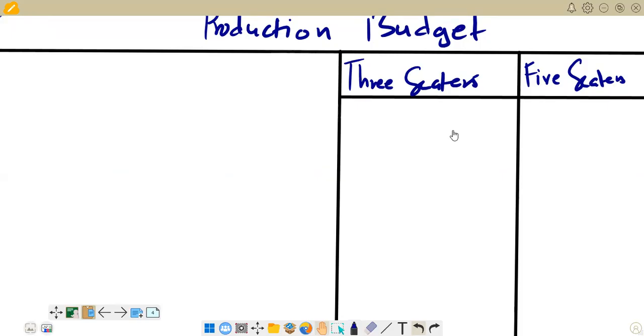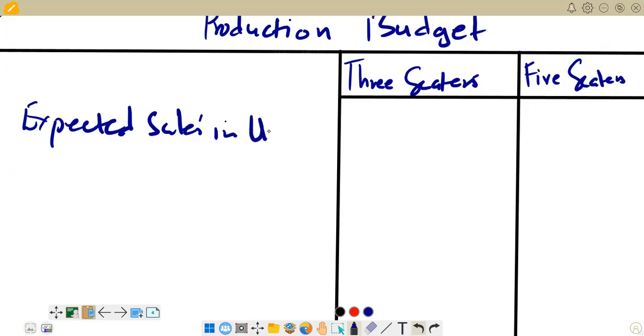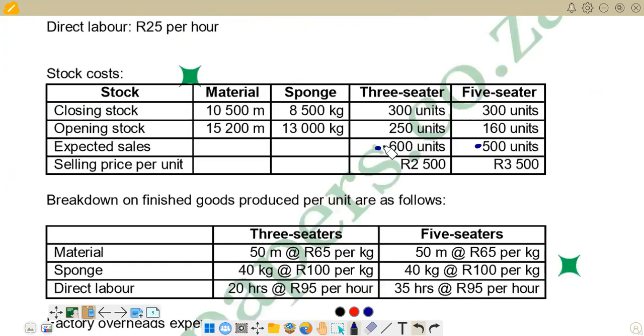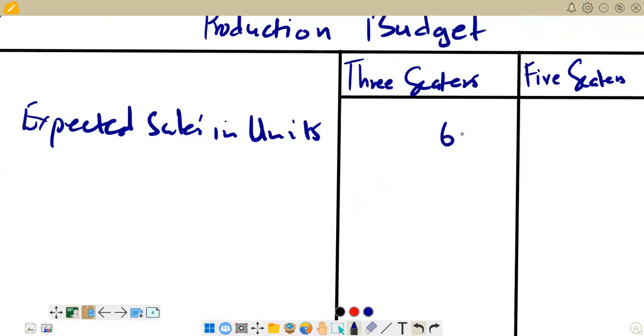So what we are going to start with there is expected sales in units. For expected sales in units, we can go back there to recheck, but we now know that we have 600 and 500. We have got 600 for expected sales for 3-seater, and 500 for 5-seater. So these are the figures that we are looking for. I will go back there and enter those figures. Here we have 600, and here we have got 500. So this is what we have.